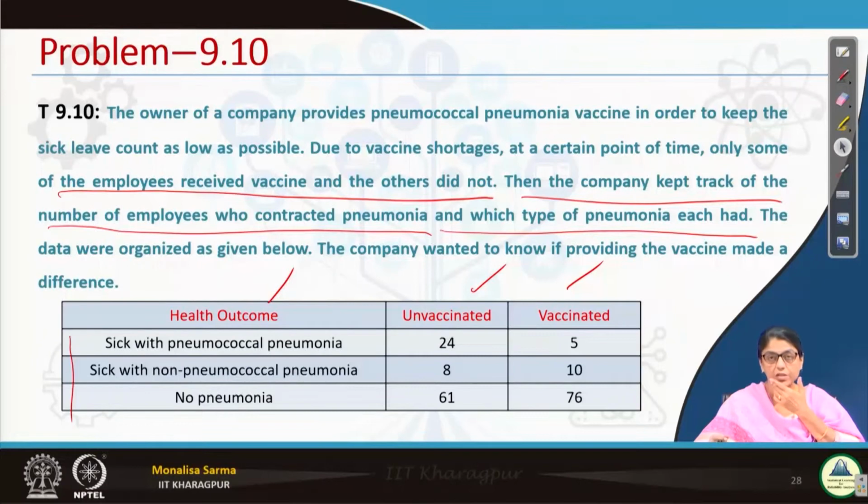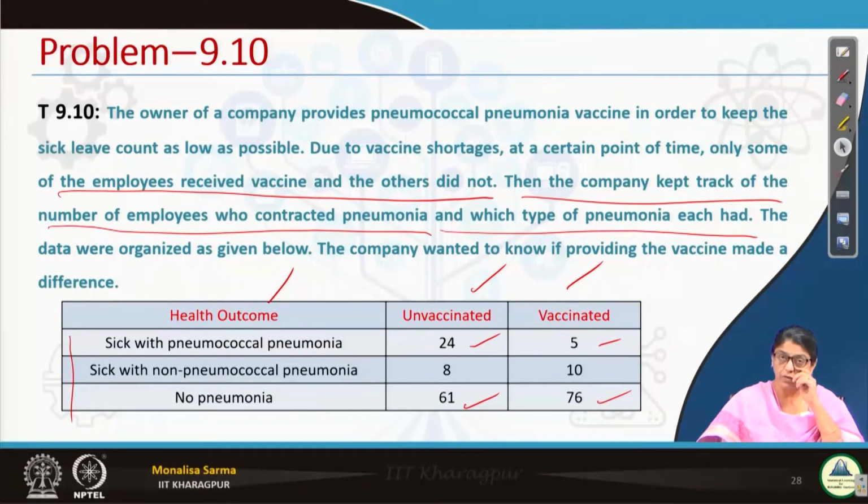So the first thing is that we'll have to find out the chi-square value. Remember, in this table, I have already told you in the class, the first thing is we'll fill in the table with the observed values. These are the observed values: 24 people caught pneumococcal pneumonia who are unvaccinated, 5 people caught pneumococcal pneumonia who are vaccinated. Similarly, 8 non-pneumococcal, 10 here for vaccinated, and no pneumonia is 61, and no pneumonia for vaccinated is 76.